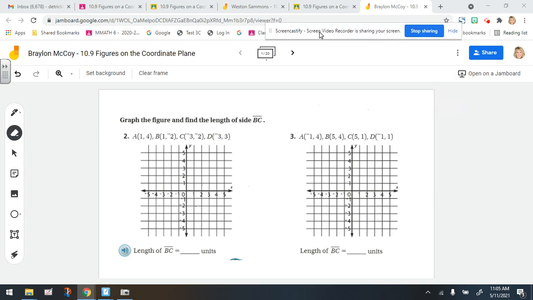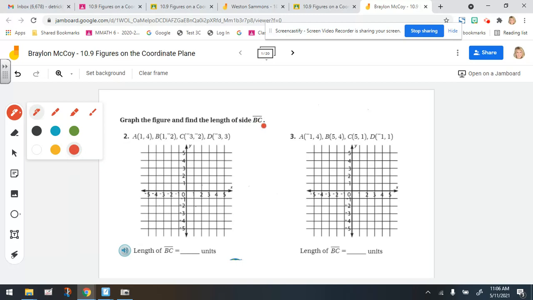We're taking a look at lesson 10.9, which is on figures on the coordinate plane, and we're using Braylon's Jamboard to show you a couple things on how to do this. The directions say, and by the way, you can change the thickness of your pen too. They have marker, pen. Probably the pen's going to be best, and using a color other than black is probably going to be best. So it says graph the figure and then find the length of side BC.